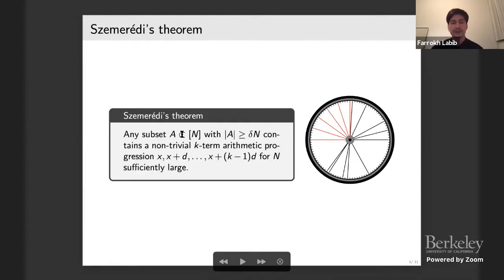Precisely, any subset A from 1 up to n, with A having a positive fraction of all the elements, contains a non-trivial k-term arithmetic progression, which is a sequence of the form x plus d, x plus 2d, ..., x plus (k minus 1)d. And this is true when n is sufficiently large.